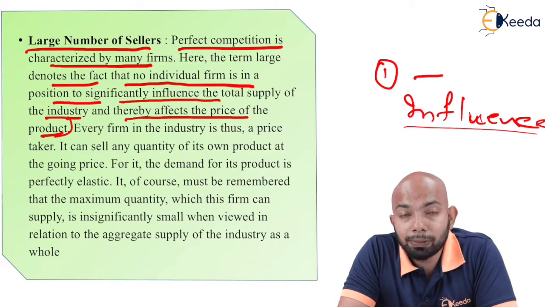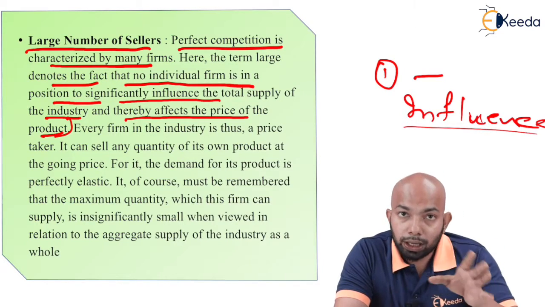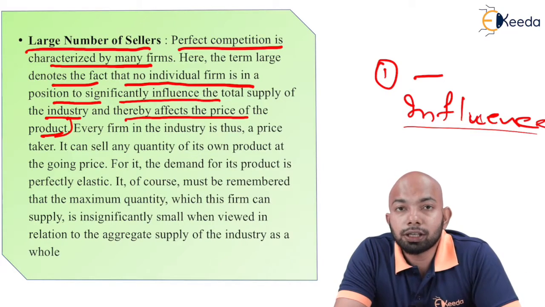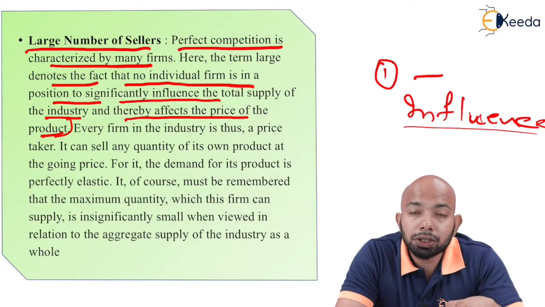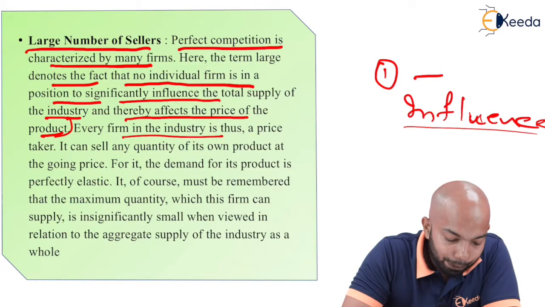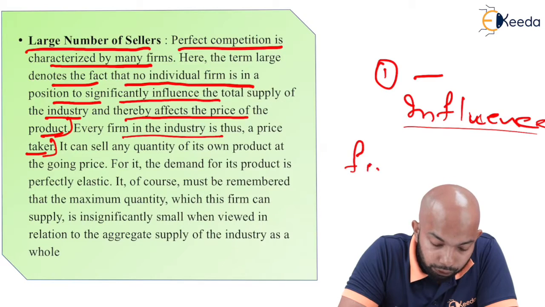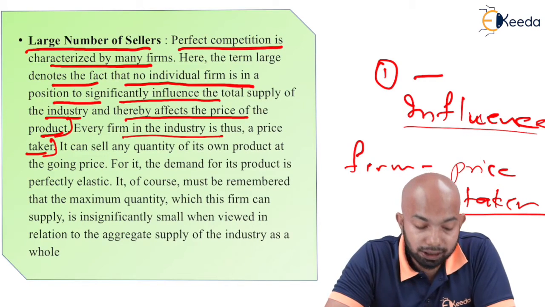Why? The reason being, there are many different sellers, and those sellers together can do something, but one individual seller cannot turn the industry upside down in terms of this specific product, where this kind of competition is being followed. Hence, every firm in the industry is thus a price taker, not a price maker. Basically, every firm here is a price taker. Whatever price is decided, that will be taken by the firm itself.